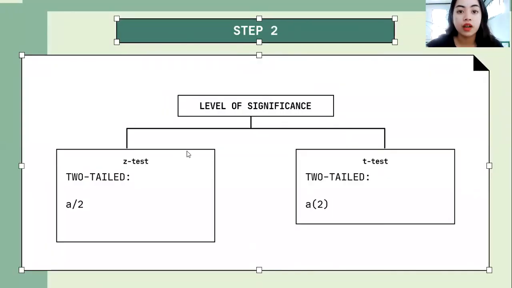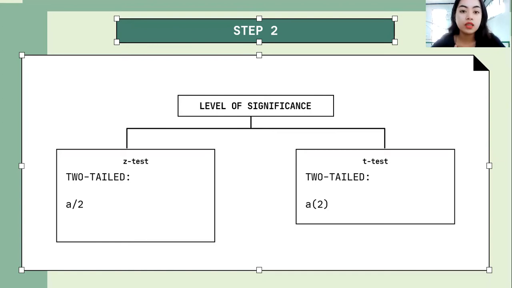For step 2, regarding the level of significance, or what we know as alpha, they differ. If it's the z-test, if it's two-tailed, you need to divide your alpha by 2. However, if it's right-tailed or left-tailed, it's the same, regardless if it's z-test or t-test. So for example, your alpha is 0.10 and it's two-tailed. So you need to divide it by 2. So let's compute that. 0.10 divided by 2 is equal to 0.05.